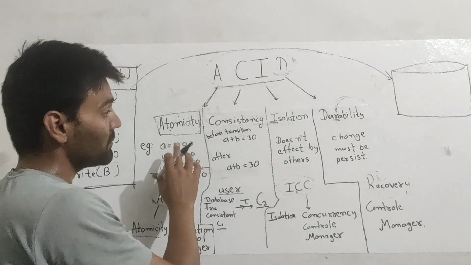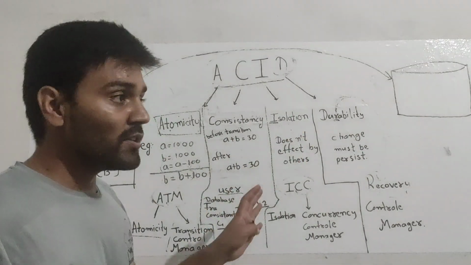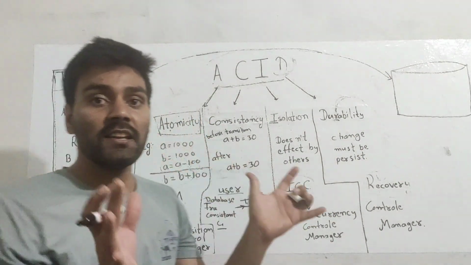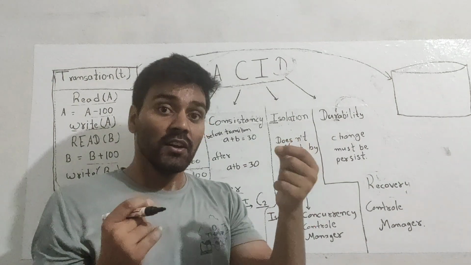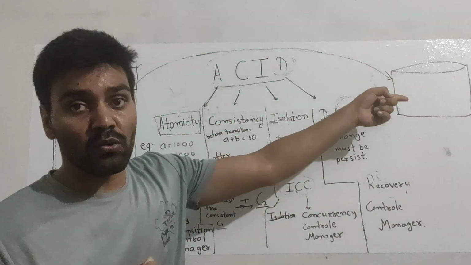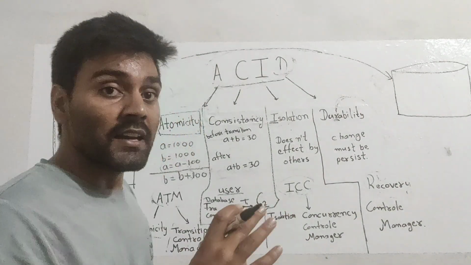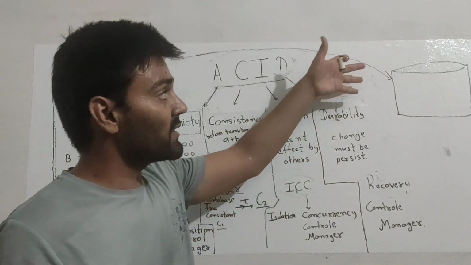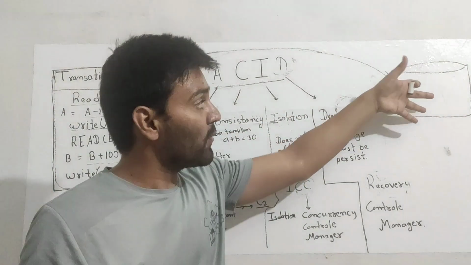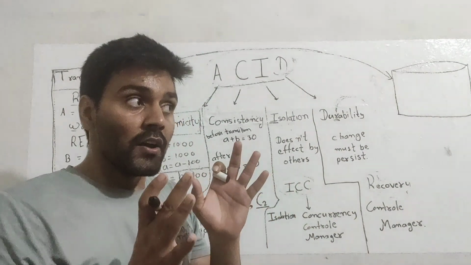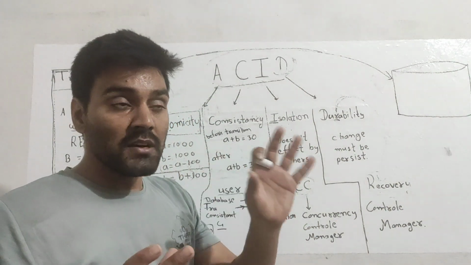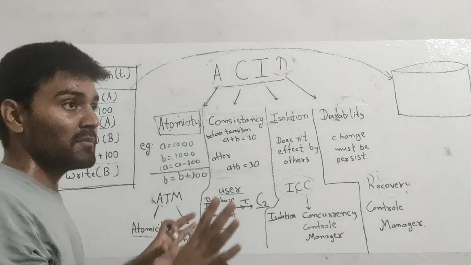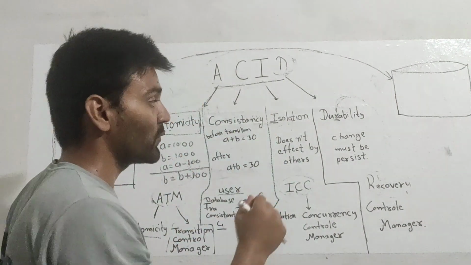So the next property is isolation. Isolation means a transaction must feel like it is the only one performing operations on a database. For example, thousands or millions of transactions may be performing on a database, but each transaction must not be affected by the other transactions. So it is called isolation, meaning a transaction must be isolated from others.